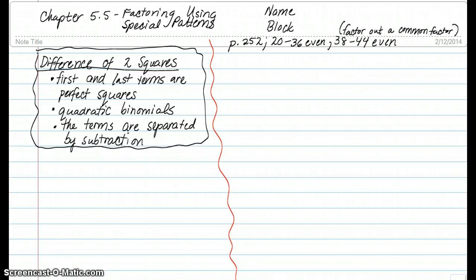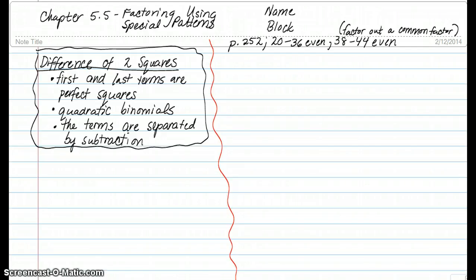There are two types of special patterns or special product patterns. There's the difference of two squares, and there are perfect square trinomial patterns. What you learn in chapter 5.5 will be instrumental in helping you in chapter 6.5, where you are factoring with larger exponents or polynomials of a greater degree.